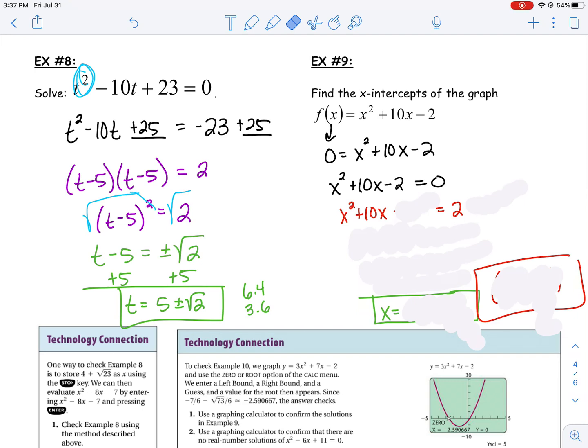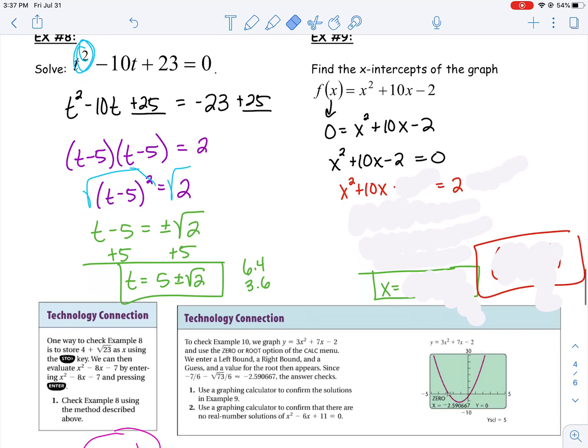For completing the square, remember we want to keep the x or the variable terms on one side and the numbers without an x on the other side. So you notice that I've taken that -2 and I've added it over to the other side. I now have an equation that says x squared plus 10x is equal to 2. I've left some space because I want to figure out what number I need to add to both sides so that I can complete the square. I can write that left side as a perfect square.